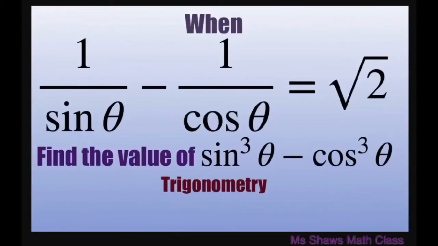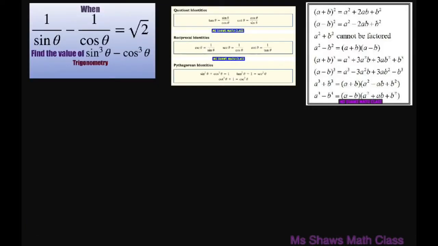Everyone. When 1 divided by sine of theta minus 1 divided by cosine of theta equals square root of 2, we're going to find the value of sine cubed of theta minus cosine cubed of theta. So the first thing I want to do is this one right here. We're going to use this formula given right here, and expand it.